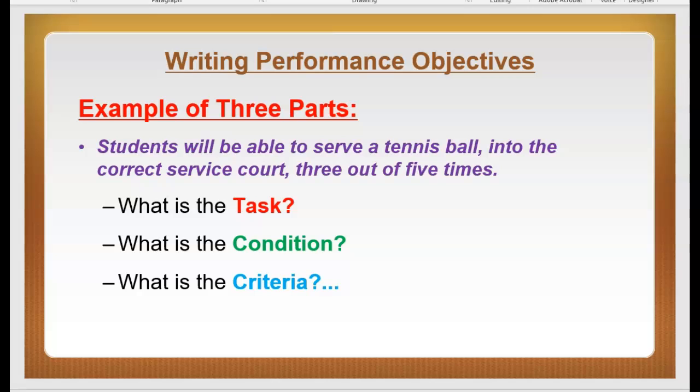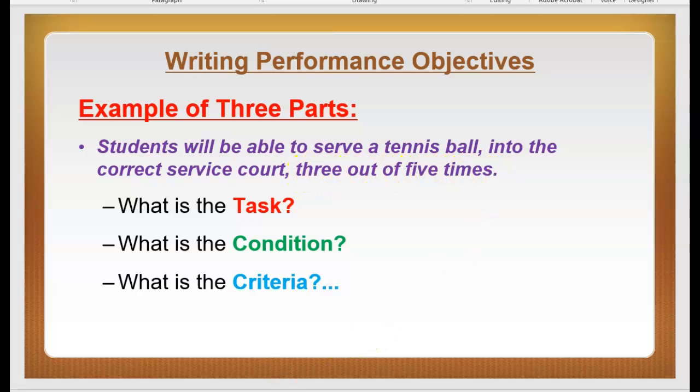So writing performance examples. Here are examples of the 3 parts. Students will be able to serve a tennis ball into the correct service court, and you could even put from the back line, the service line, or from a different area when they're elementary students, 3 out of 5 times. And this 3 out of 5 times could be 60% of the time. So what's the task? The task is the very first part. Students will be able to serve a tennis ball. What's the condition? Into the correct service court. And what's the criteria? 3 out of 5 times.